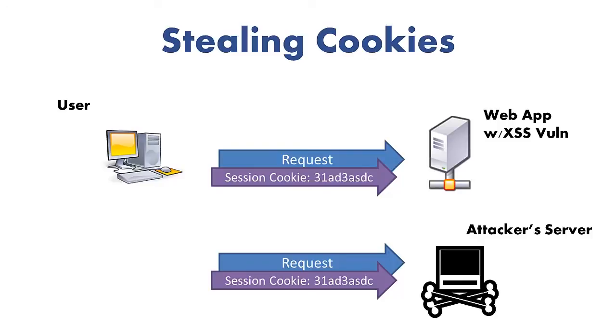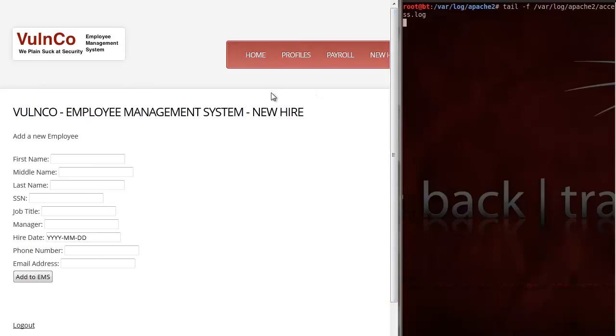Let's see this in action. On the left of the screen, you can see our victim application. On the right, you can see the tail end of our attacker's web server logs. We're going to use a persistent cross-site scripting bug to embed some JavaScript that will send our session cookie over to our attacker's web server. We'll then be able to see the results in the logs.